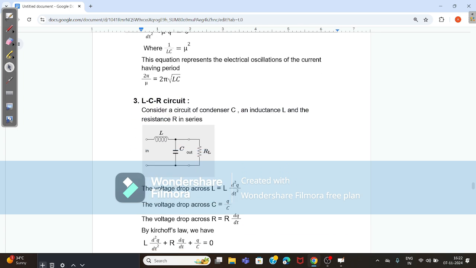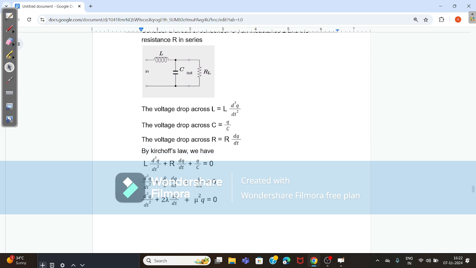LCR circuits. Consider a circuit of condenser C, inductance L and resistance R in series. What is the voltage drop across L? L into d square Q by dt square. Voltage drop across C is Q by C. Voltage drop across R is R dQ by dt. By Kirchhoff's law, we get L into d square Q by dt square plus R dQ by dt plus Q by C is equal to 0.